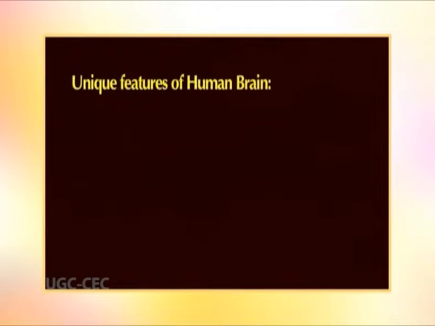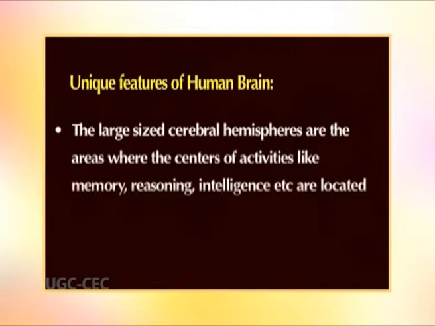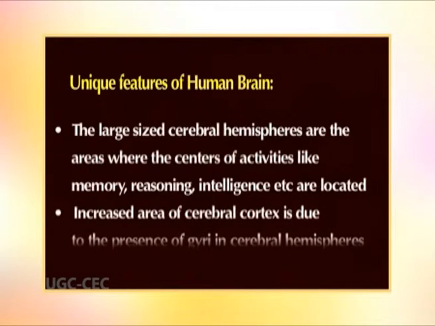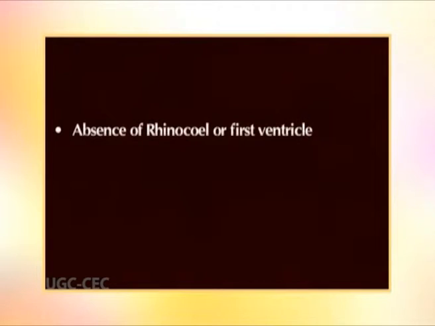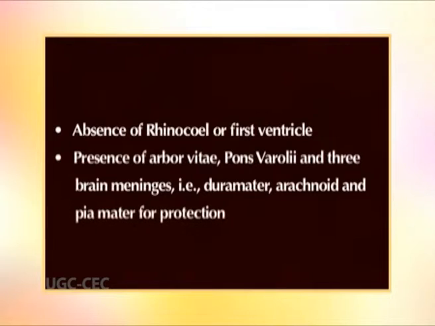Now, unique features of the human brain. The large-sized cerebral hemispheres are the areas where the centers of activities like memory, reasoning, intelligence, etc. are located. Increased area of cerebral cortex is due to the presence of gyri in the cerebral hemispheres. Absence of rhinocele or first ventricle, presence of arbor vitae, pons varoli and 3 brain meninges, that is dura mater, arachnoid and pia mater, for protection.